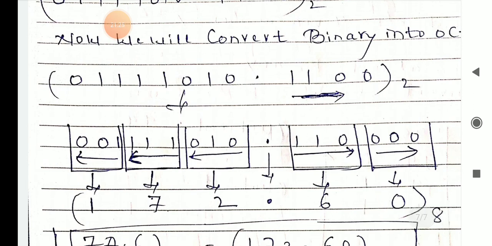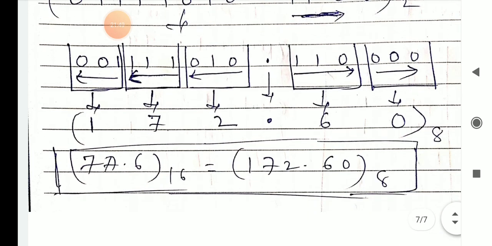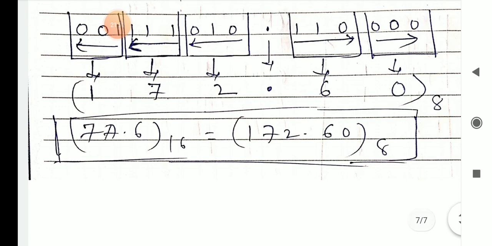Before the dot, make groups of 3: 010, then 111, then 01, so only 2 bits remain and we add a 0. Then 001 is 1, 111 is 7, and 010 is 2, by using the octal table. So what is the final answer? 7A.C hexadecimal into octal is 172.60.